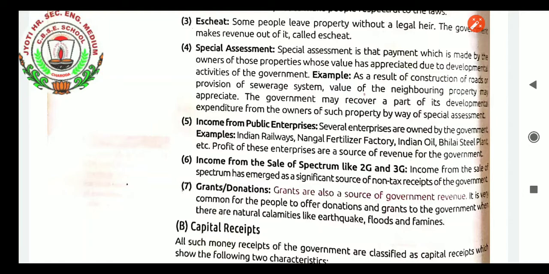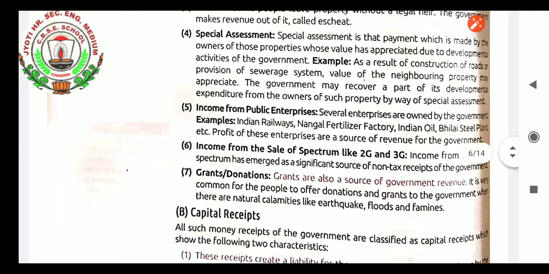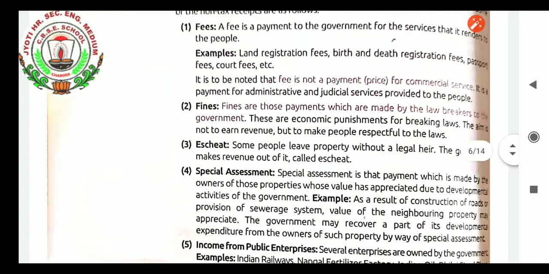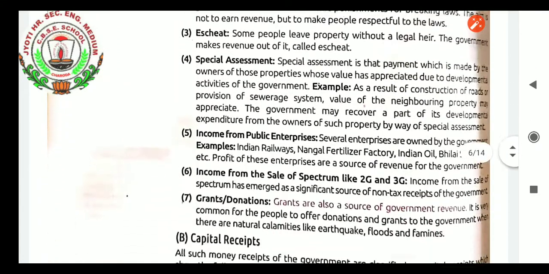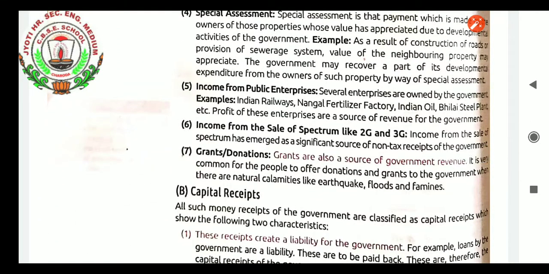When there are natural calamities like earthquake, flood, etc., famines, etc. So that is also a source of income from the government, from which they make the development of the society. So these are the non-tax receipts, because for this we are not getting any receipt from the government of India.